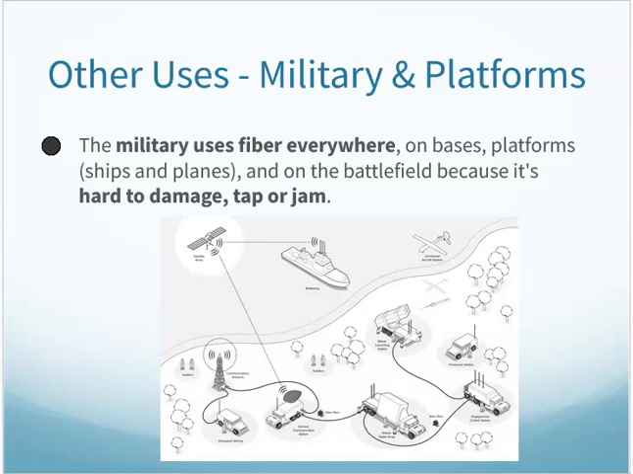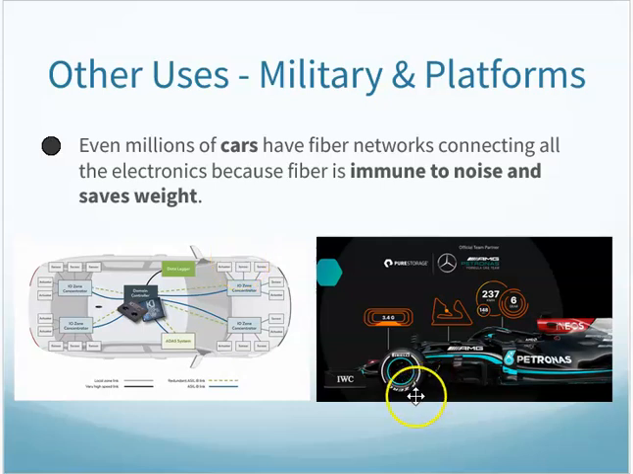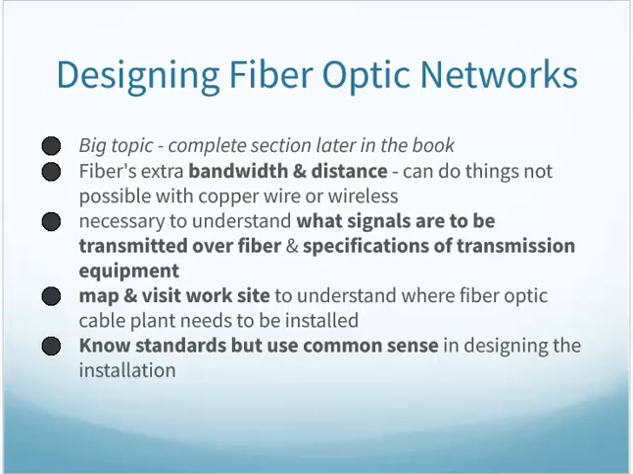They mentioned military. Yep, a lot of data moving around, and it's immune to jamming, interfering with the signal. Airplanes, immune to noise and so forth, and a lot lighter weight. Same thing with automobiles as well. A lot of automobiles can use fiber optic because, again, it's a lot lighter and immune to all the interferences. And then they talk about designing fiber optic networks, knowing the standards and so forth to do this. So there is our Chapter 3.